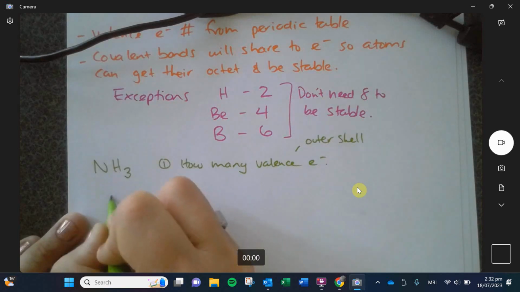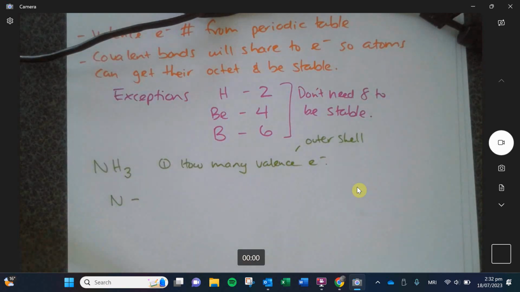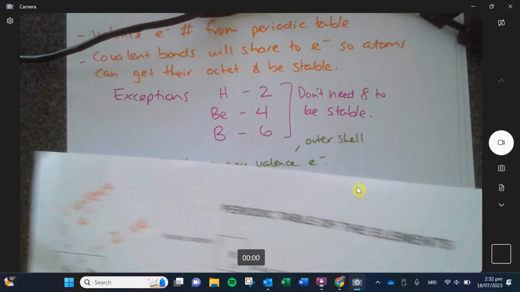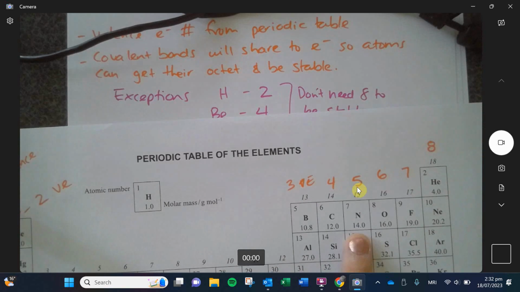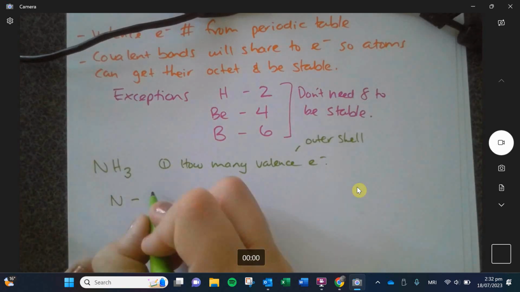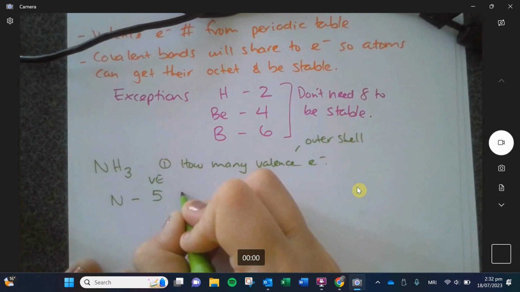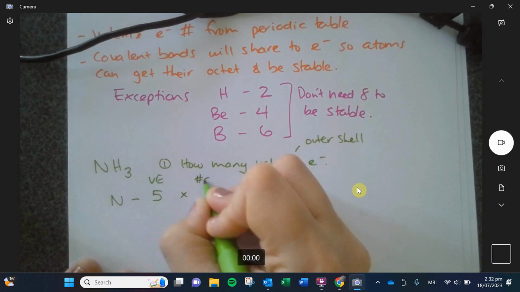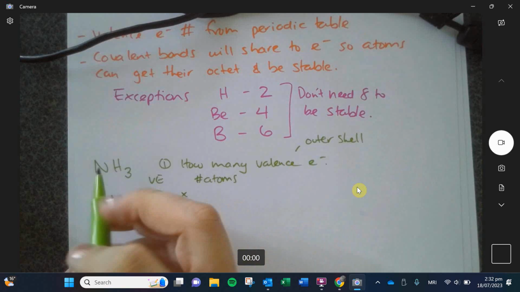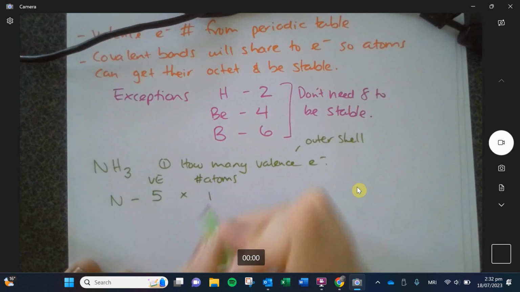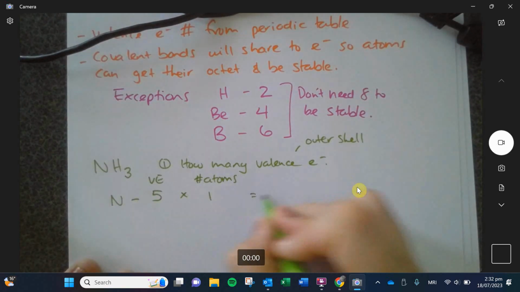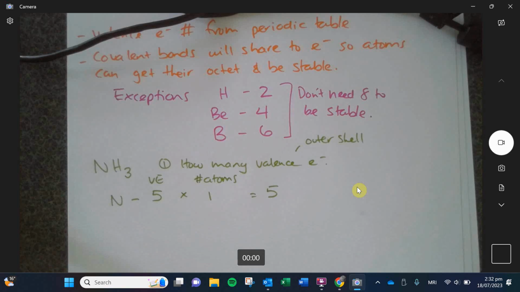The first one I have is nitrogen. When I look at the periodic table, I see that nitrogen's in group number 5. So that tells me 5 electrons. And then I want to multiply it by the number of atoms in the formula. In this case, I only have 1 nitrogen. So I'm doing 5 times 1. That's 5 electrons I'm working with. We good so far?